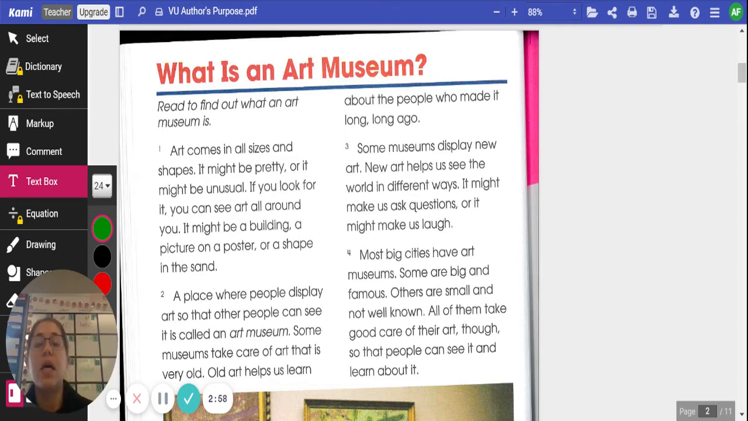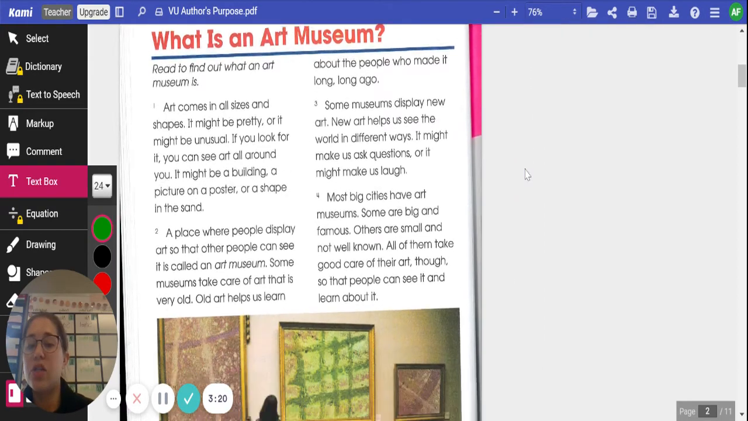Some museums display new art. New art helps us see the world in different ways. It might make us ask questions, or it might make us laugh. Most big cities have art museums. Some are big and famous. Others are small and not well known. All of them take good care of their art, though, so that people can see it and learn about it.